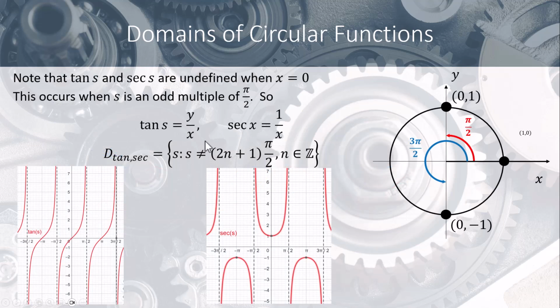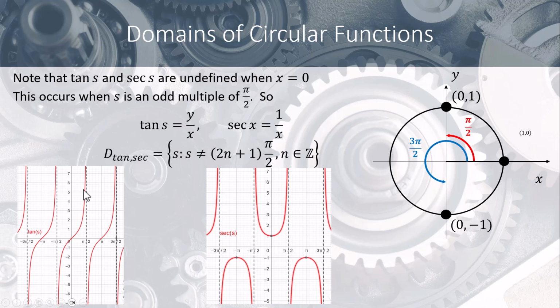That all changes when we get the tangent and secant. Why? Because we have y in the denominator, or x in the denominator. As a consequence, whenever x is equal to 0, we have division by 0, and they are not defined at those particular points. And that occurs at any odd multiple of pi over 2. And you can actually see this from the graphs here. Notice that we have vertical asymptotes at negative pi over 2, 3 pi over 2, and so forth. And as you can see, the functions are not defined at those particular points.